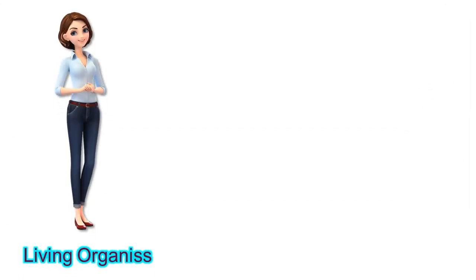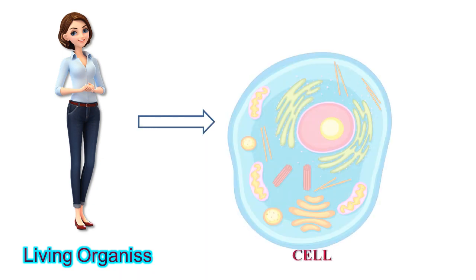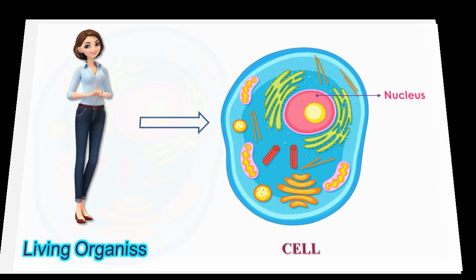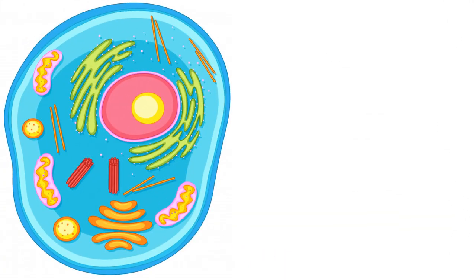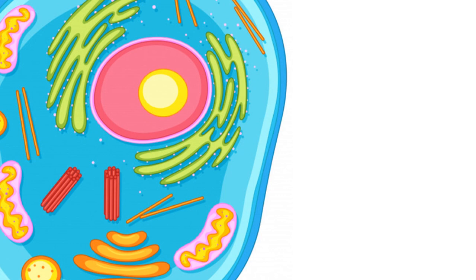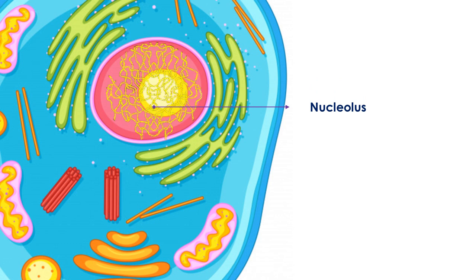We all know living organisms are made up of cells. In the center of the cell, we have the nucleus. Now let's zoom in more to see what's inside the nucleus. Inside the nucleus, we see spherical structures called nucleolus. Can you see these thread-like structures? Do you know what they are called? They are called chromatin fibers.